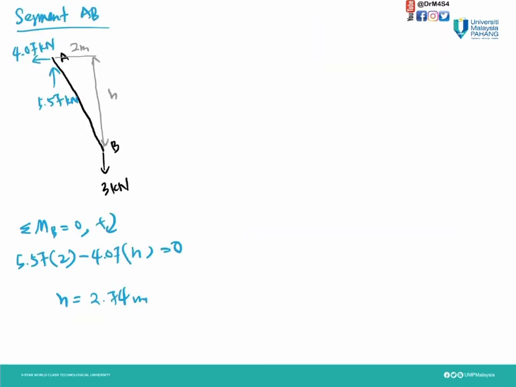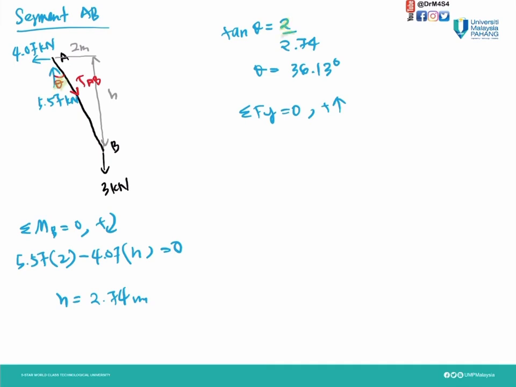Then we go for segment AB. So we know the forces at the support here. Then we don't know this H yet. So we take summation of moment at B equal to 0, positive clockwise. So 5.57 times 2 meters minus 4.07 times H equal to 0. Then we can get our H equal to 2.74 meters.